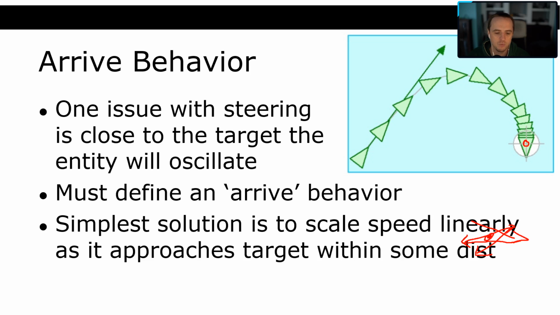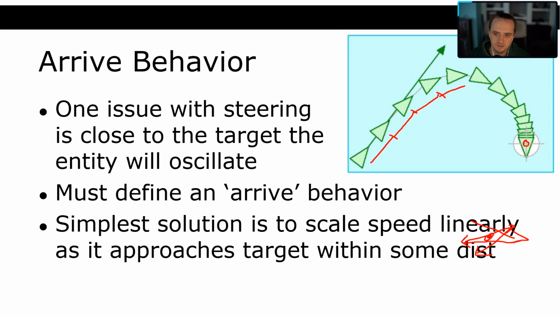One possible solution is that we're going to scale the speed linearly as it approaches the target within some distance. What that means, for example here, is maybe I have a fixed speed, or a fixed speed per frame between each of these updates out here, right?